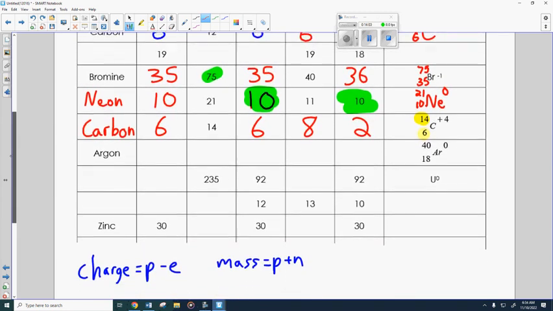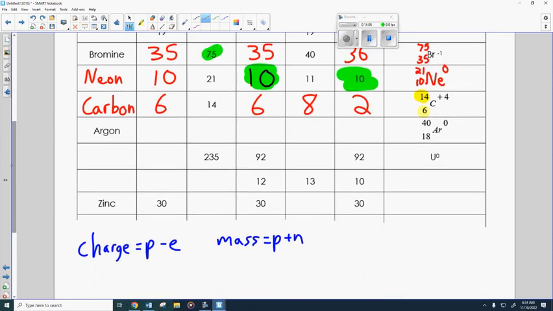First, we can find the charge pretty easily because we know the protons and electrons. We've got 30 protons and 30 electrons. Obviously, that comes out to a charge of 0. So I'll use that for my full atomic symbol later.